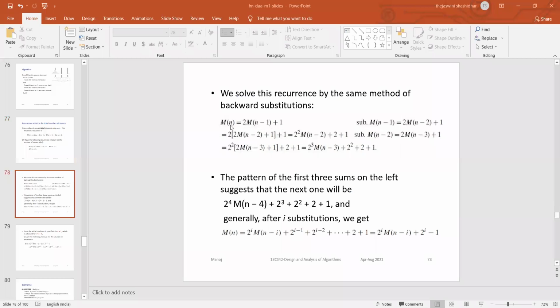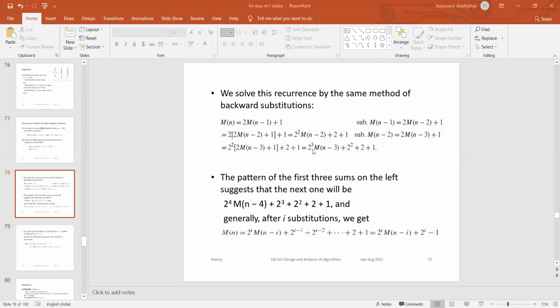Now you substitute n minus 1, n minus 2. Substitute M of n minus 1 is equal to 2M of n minus 1 minus 1 plus 1, so n minus 2 plus 1. Substitute it here, and you will get 2 into 2, 2 square M of n minus 2 plus 2 plus 1. For n minus 2, you substitute n minus 3. So solving, it will be in these particular terms.